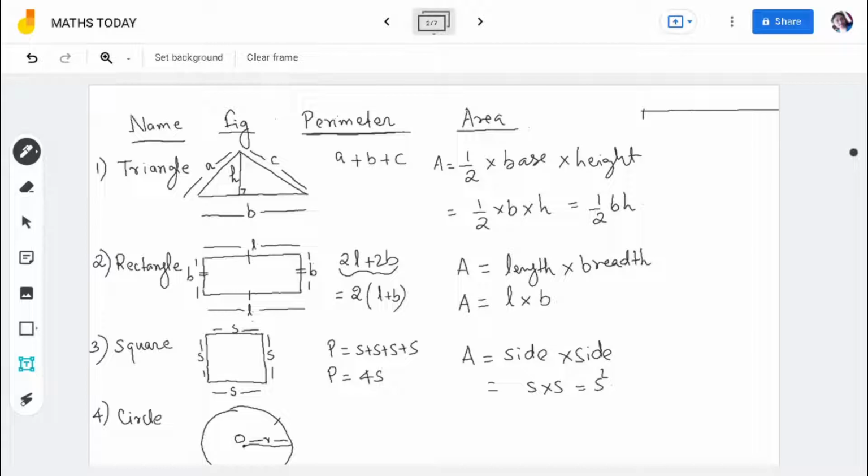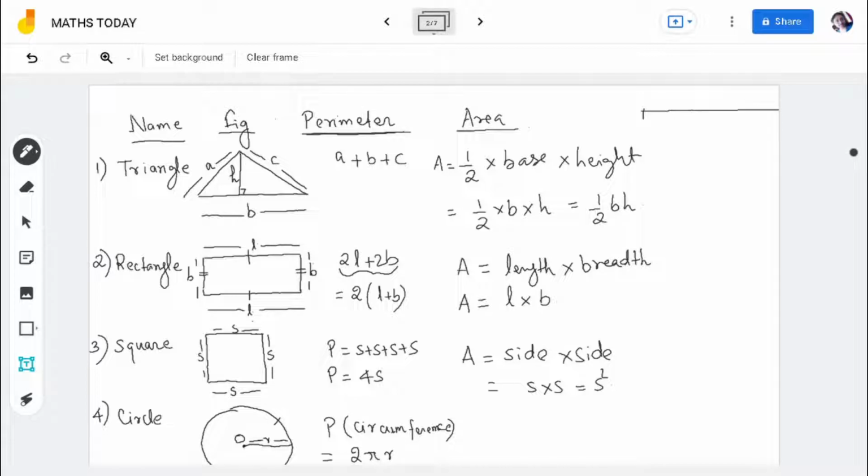So if the radius is known to us, we can find out the perimeter easily by the formula. The perimeter of a circle is known as the circumference. So I am writing here circumference. Circumference is nothing but another name of perimeter in the case of a circle. So circumference is equal to 2 pi r. Now let's see what is the meaning of this pi.